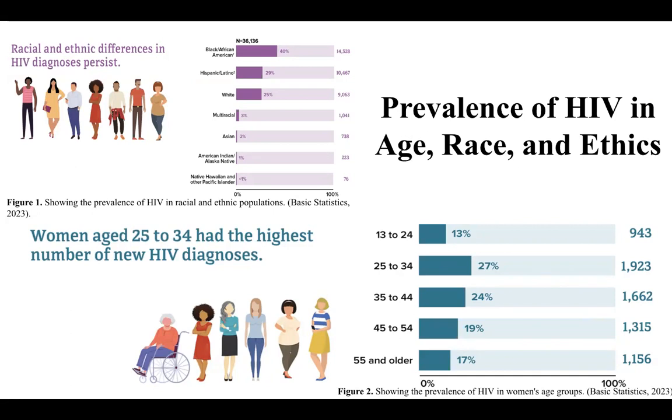In the bottom right corner of this slide, we have a graph looking at women of different ages with HIV. Women aged 25 to 34 have the highest numbers of HIV diagnosis at 27%.